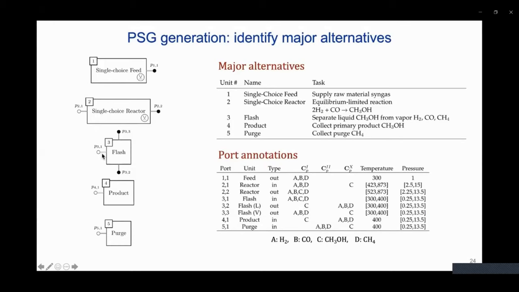Like the flies, we have white port coming in, the two black ports coming out, and so forth. So then what we do here, simply for each unit, we assign the name to it. We then specify what is the task. And then for the different ports, we indicate to what units they belong, are they input or output, what components or species do they involve, and we can also specify, for example, temperature levels. And we can also specify when some of these are not going to be relevant.